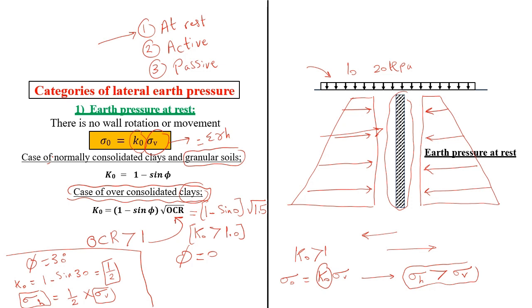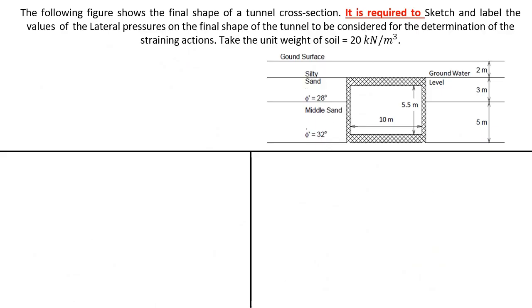For some cases, such as over-consolidated clay, K0 may be greater than 1, and therefore the lateral earth pressure will be greater than the vertical stresses at a certain depth under the ground surface. However, for some other cases, such as sands or gravels, you will have the lateral earth pressure lower than the vertical stresses at a certain depth. So anyway, let's talk about our example.